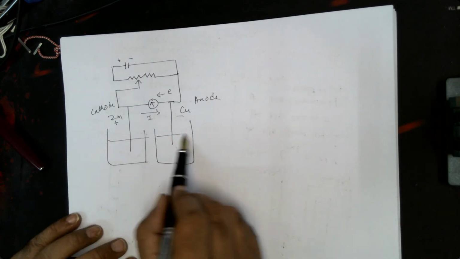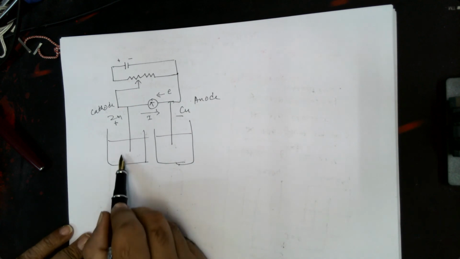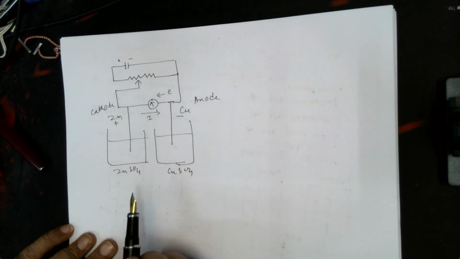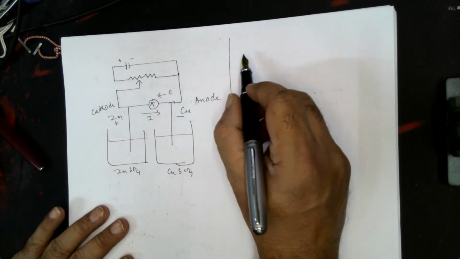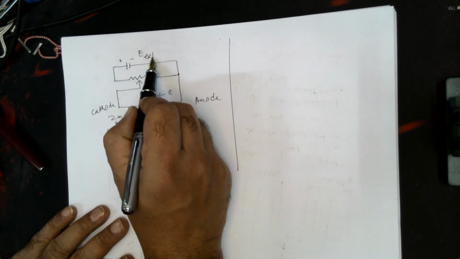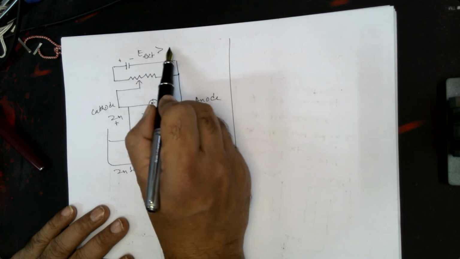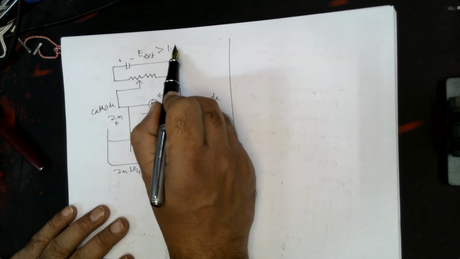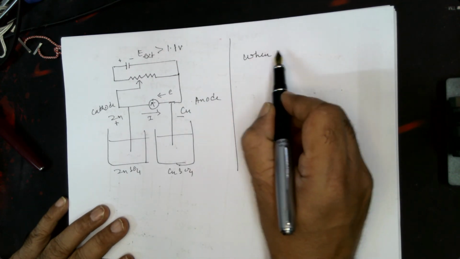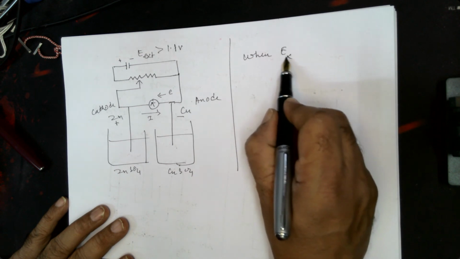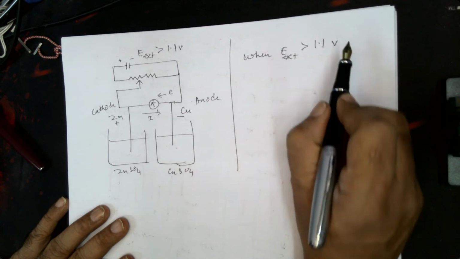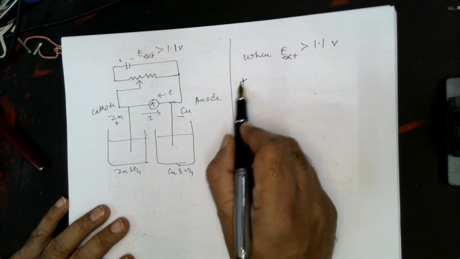Now what is the condition here? And you have got the electrolytic bath as usual. We have got zinc sulfate here and copper sulfate solution. Now what about the potential? The E external potential, external EMF is increasing, so it is above 1.1 volt. So when the external applied voltage is increasing, that is greater than 1.1 volt, what happens?